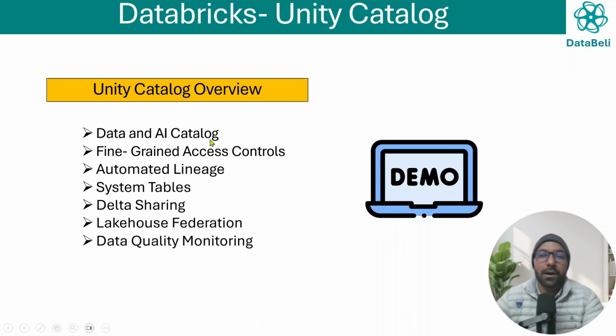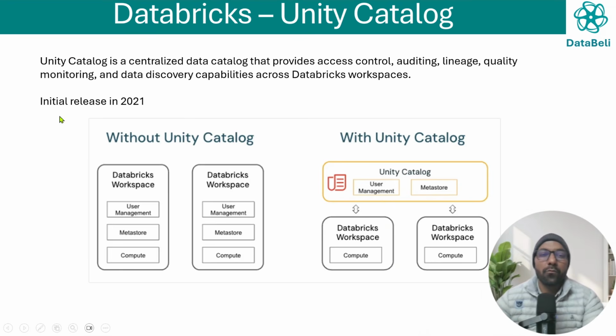We will understand how it works as a catalog, how we control the access in Unity Catalog, how it provides automated lineage, what all system tables are there and for what purpose we should use those, how we can share the data with external users, how we can connect external sources in Unity Catalog, and how we can monitor data quality automatically as part of the Unity Catalog. And all these features, we will understand via a demo. So let's get started. We will first understand what exactly is Unity Catalog.